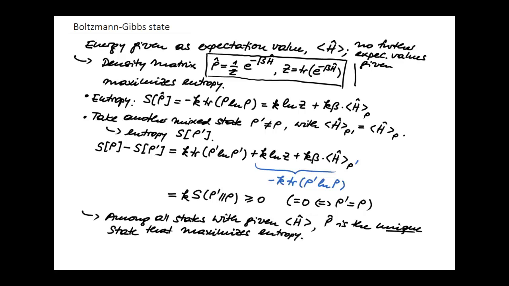The state in the box above is the one that we must use if all we know macroscopically about the system is the expectation value of energy. And this state has a special name. It's in the title: it's the Boltzmann-Gibbs state, or sometimes also called the canonical state.